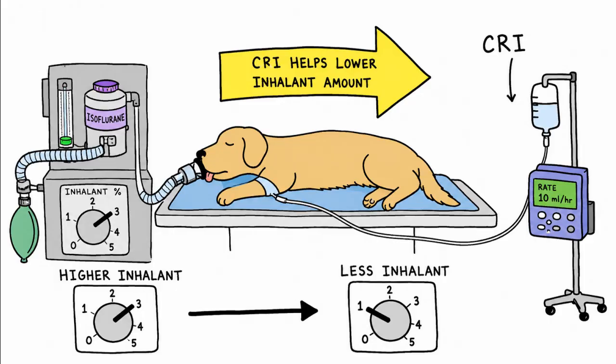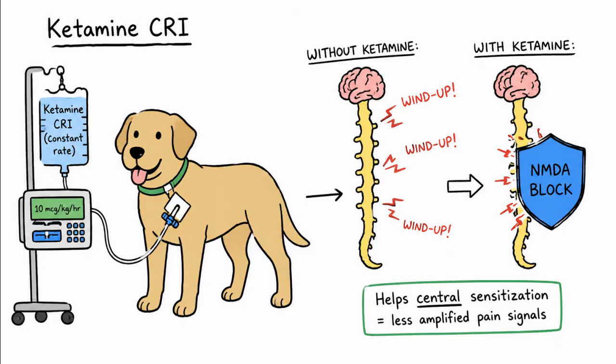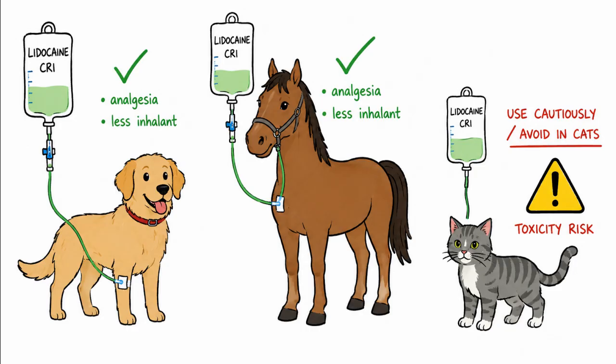During maintenance, constant rate infusions can reduce the amount of inhalant needed. Fentanyl CRI is useful for severe pain because fentanyl as a bolus fades quickly, but as an infusion it gives continuous full mu analgesia for as long as it is running. Ketamine CRI at low doses can help reduce central sensitization through NMDA antagonism, especially when wind-up pain is a concern. Lidocaine CRI is commonly used in dogs and horses for analgesia and inhalant-sparing effects, but it is used cautiously or avoided in cats because cats are more sensitive to toxicity.